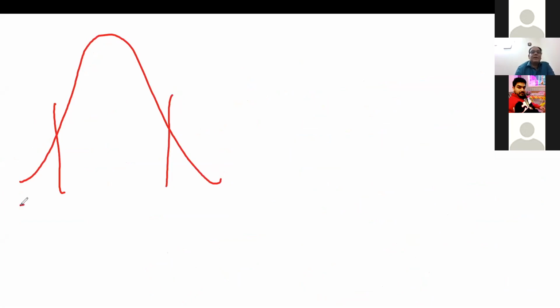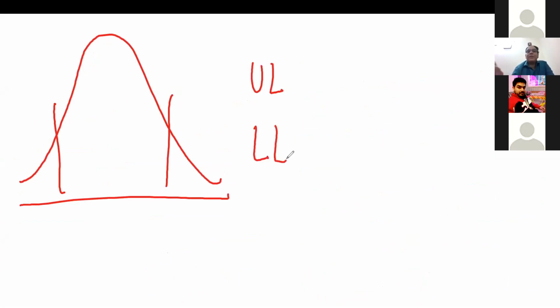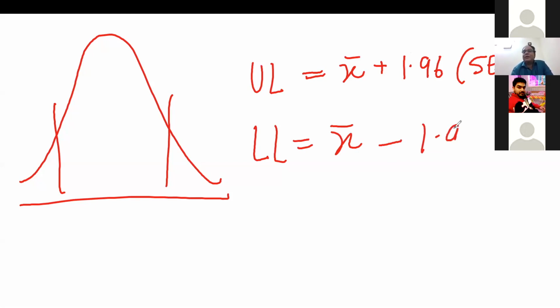Now in hypothesis testing, the concept of acceptance and rejection region is the same, but now my upper limit and lower limit depend upon the standard error. So I write here mean plus minus 1.96 multiplied by the standard error. I am taking only the plus in one case, and in the second case I am taking only the minus: mean minus 1.96 multiplied by the standard error. So I calculate the upper limit and the lower limit.